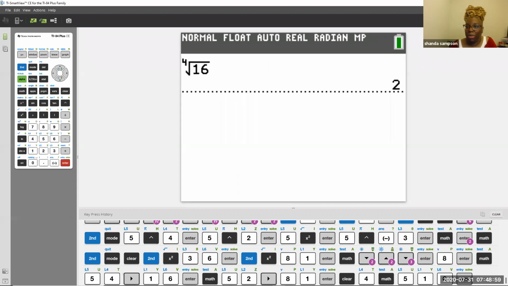So I think that pretty much takes care of anything that we could do. Any roots or anything squared, you know how to put it in your TI84, also in your TI83 calculator.